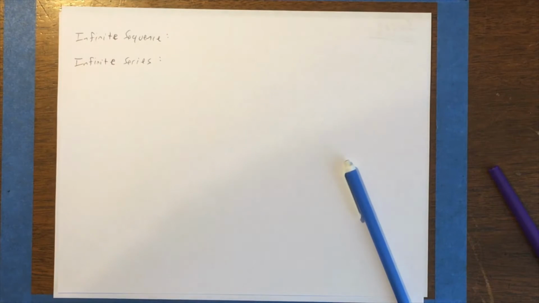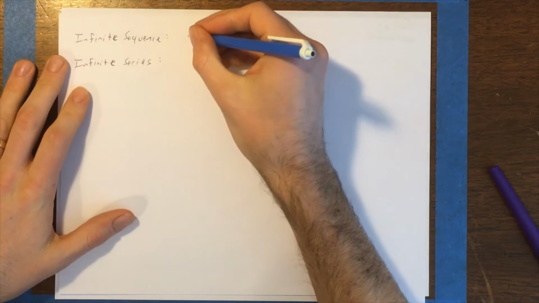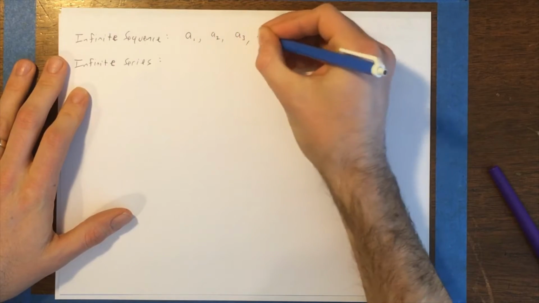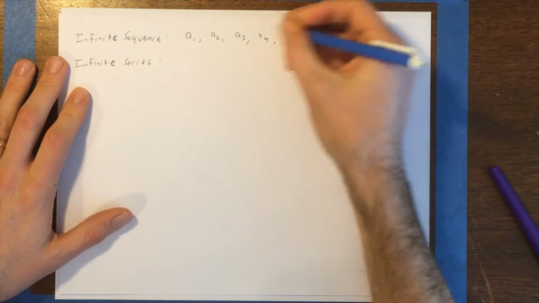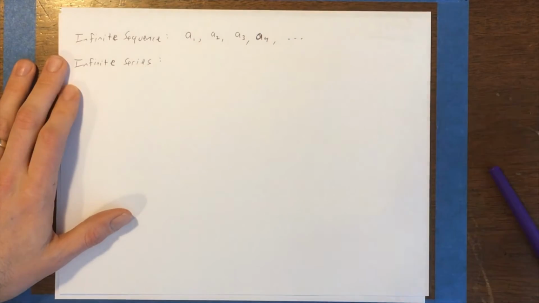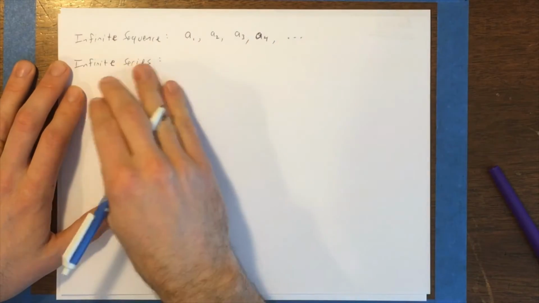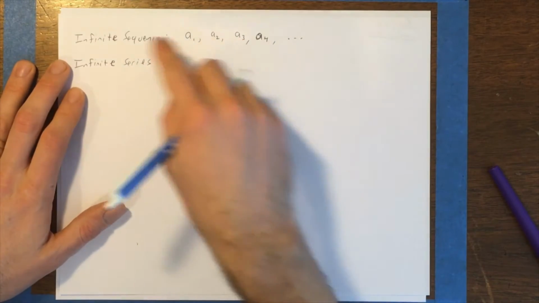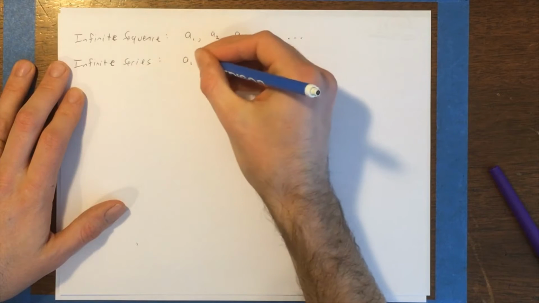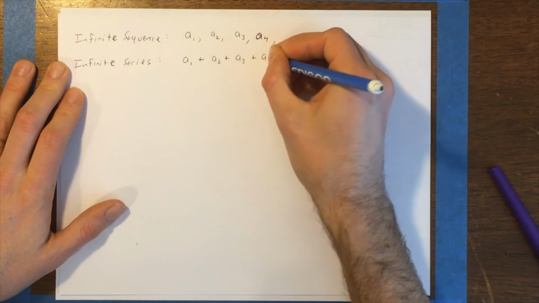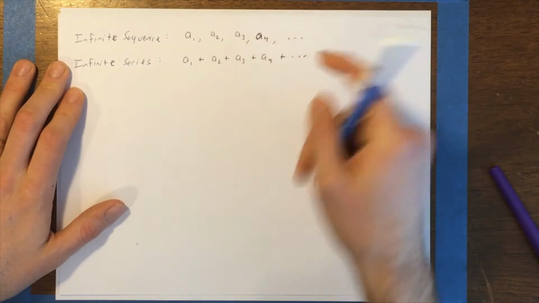Okay, so what is the difference between an infinite sequence and an infinite series? Well, an infinite sequence is a list of numbers, a1, a2, a3, a4, and so on, going on forever. We have an a5, 6, 7, 8, forever. An infinite sequence is just the list. An infinite series is where we take that list and add them up: a1 plus a2 plus a3 plus a4 plus dot dot dot, forever.